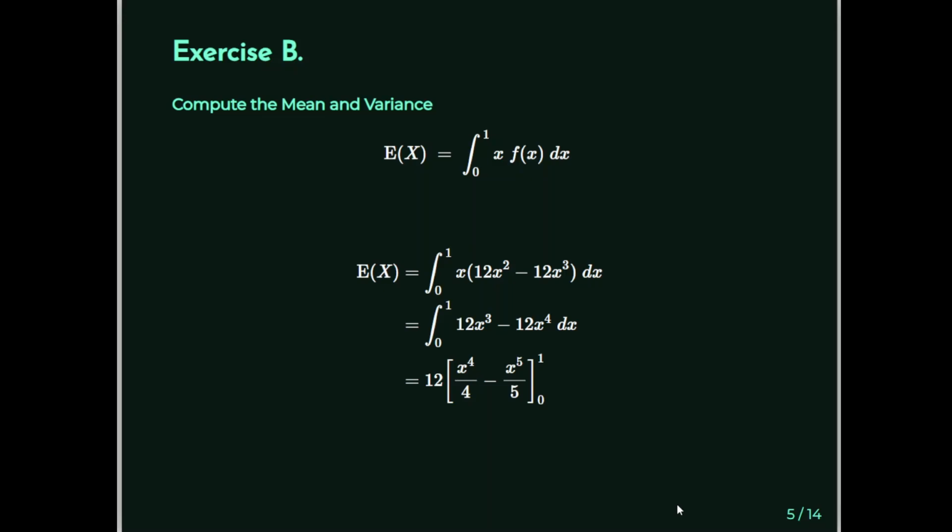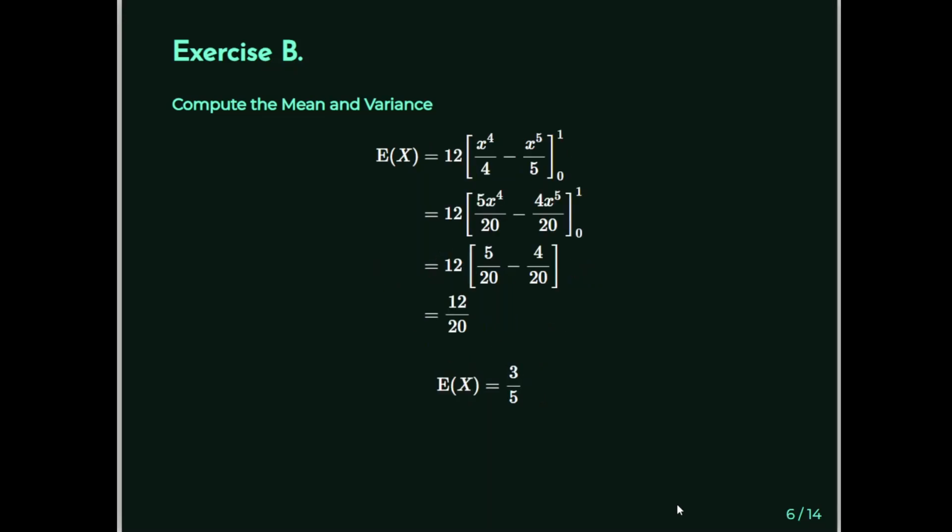Now, this is straightforward enough. We're going to take the constant term 12 outside our integral and apply it at the end. So the integral of x cubed is x to the power of 4 divided by 4, and the integral of x to the power of 4 is x to the power of 5 divided by 5. That's a definite integral evaluated between 0 and 1. And of course, don't forget that constant term 12.